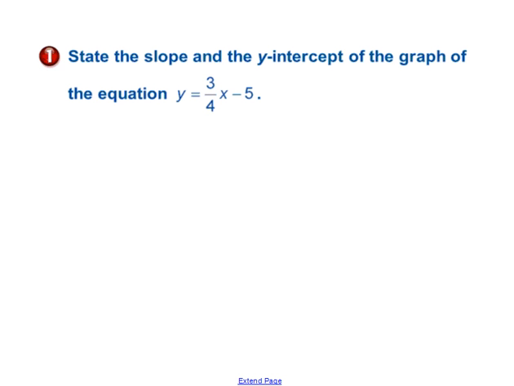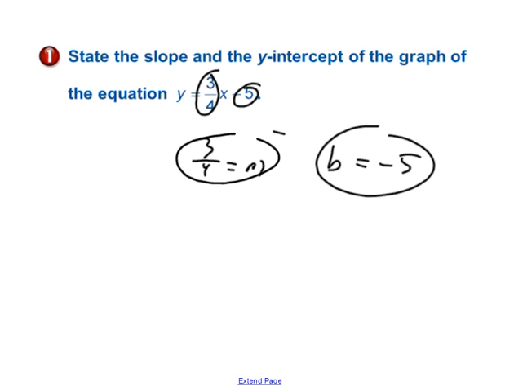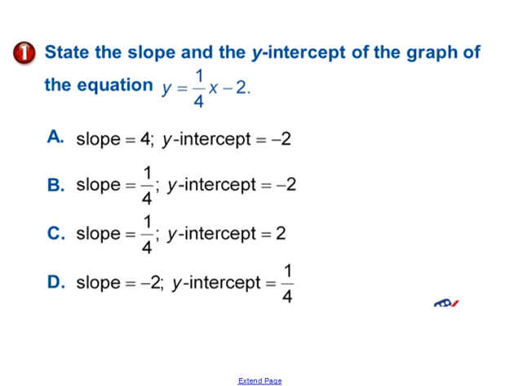State the slope and the y-intercept of the graph of the equation y is equal to 3/4 x minus 5. By definition, 3/4 is equal to the m, or the slope, and the y-intercept is equal to -5. So 3/4 is the slope, and the y-intercept is -5. By looking at the equation, you can tell that. Now state the slope and the y-intercept of the graph of the equation y equals 1/4 x minus 2. 1/4 is the slope. The y-intercept is -2.